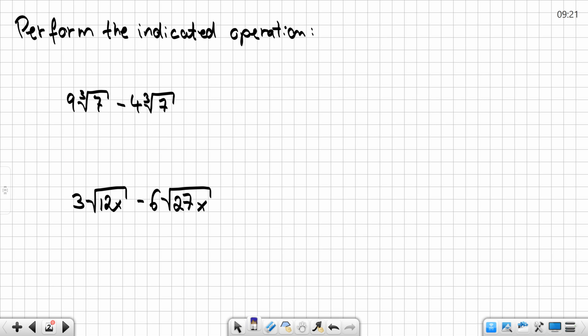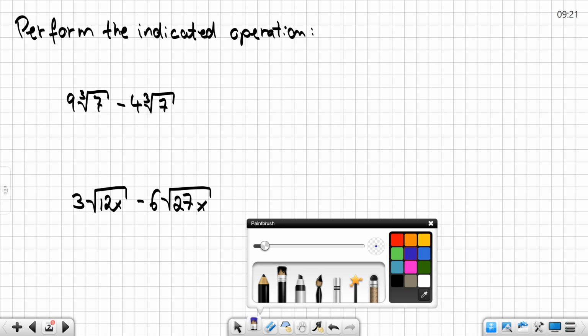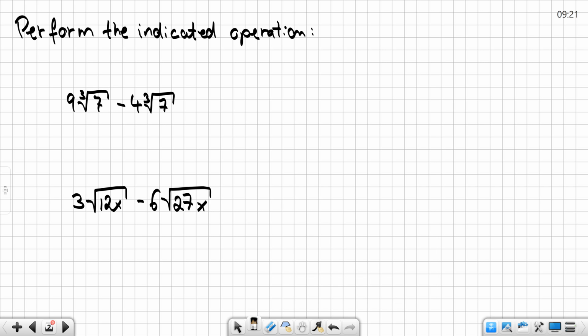I have 9 times the cubic root of 7 minus 4 times the cubic root of 7. These are like radical terms. They both have a cubic root and the radicand is 7. What you are really doing here is factoring, if you haven't noticed. I am factoring out the cubic root of 7.